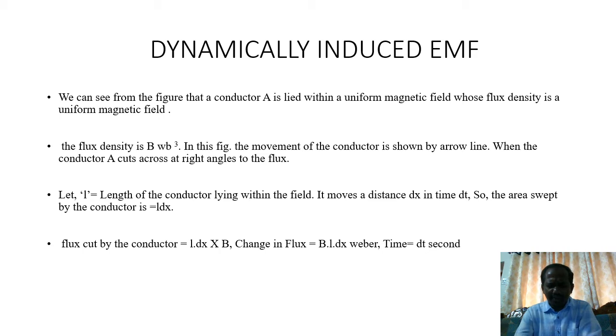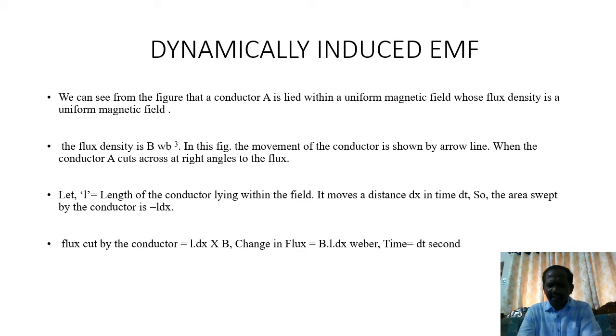From the figure, you are observing a conductor within a uniform magnetic field whose flux density is B Weber per square meter. The movement of the conductor is shown by arrow lines.